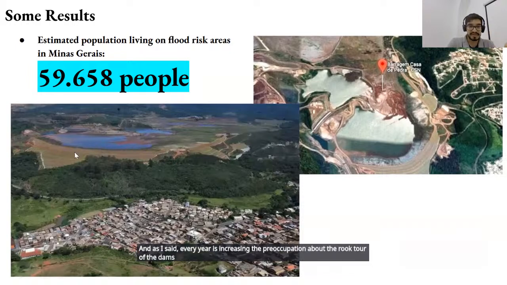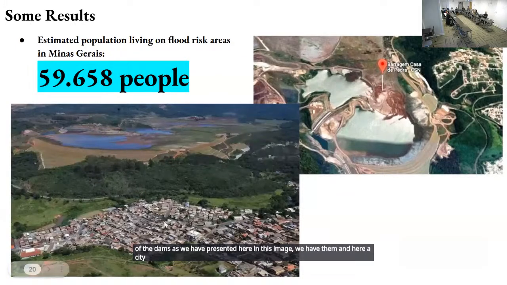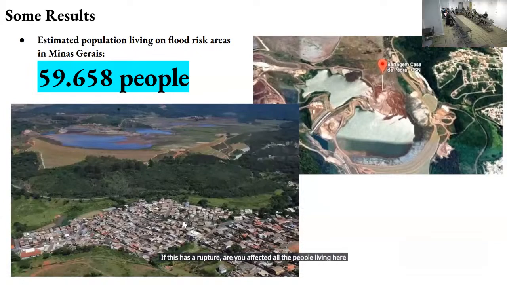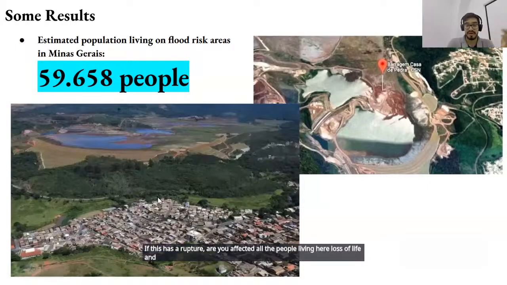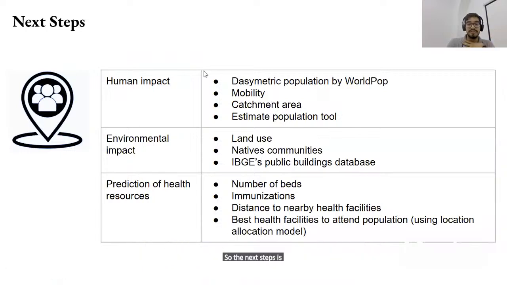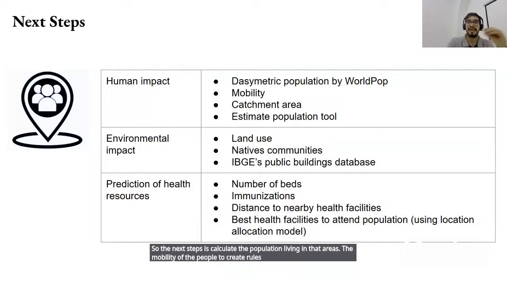As we represent here in this image, we have a dam and here a city. If this has a rupture, it will affect all the people living here, cause loss of lives, and change all the ecosystem of this region. So the next steps are to calculate the population living in those areas, the mobility of the people to create routes to escape this area, and the impact on health resources.